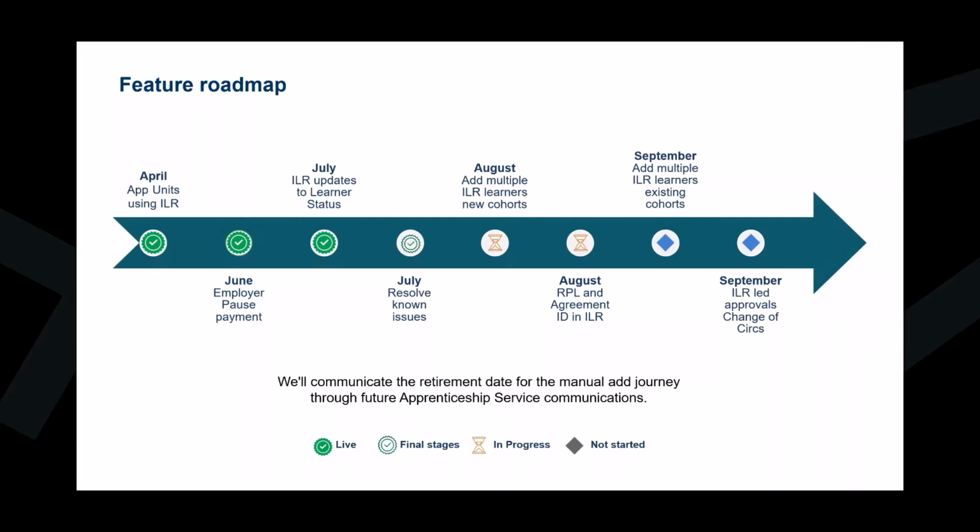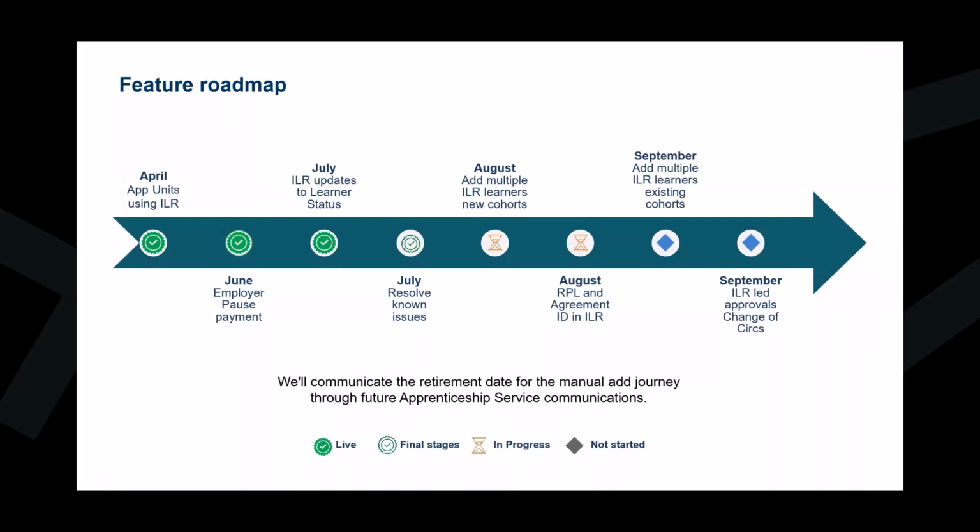In June, we released a new employer pause payment feature, which we'll be covering in more detail as we go along, with updating the learner status using ILR data. And this will initially be for apprenticeship units as we continue to work on the same for apprenticeships. We're aware there are some known issues, such as learners not appearing in the new ILR starts list, and approved learners also appearing in that list as a result of being added manually after submitting the ILR. So these issues are being resolved with workarounds as I speak, and we plan to implement longer term solutions.